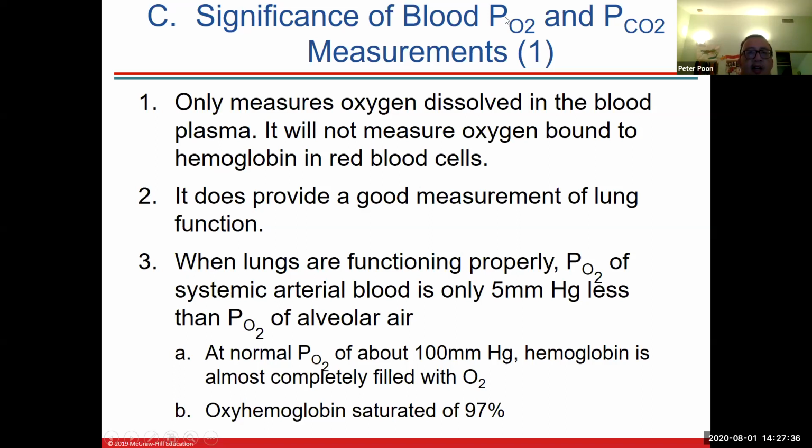The significance of O2 and CO2 measurements. PO2 only measures oxygen dissolved in the blood plasma. It does not measure oxygen carried by the hemoglobin in the red blood cells. It does not provide a good measurement of lung function. When lungs are functioning properly, the partial pressure of systemic arterial blood is only 5 millimeters less than PO2 of alveolar air.